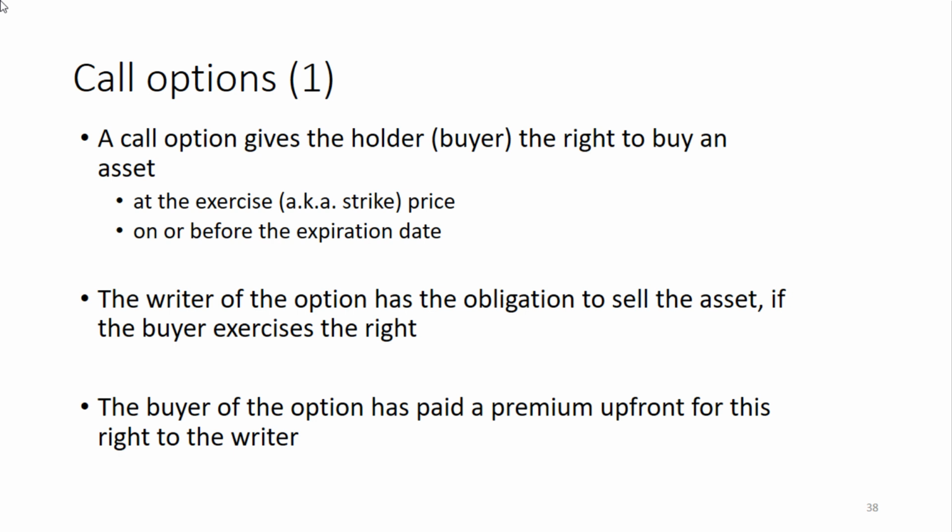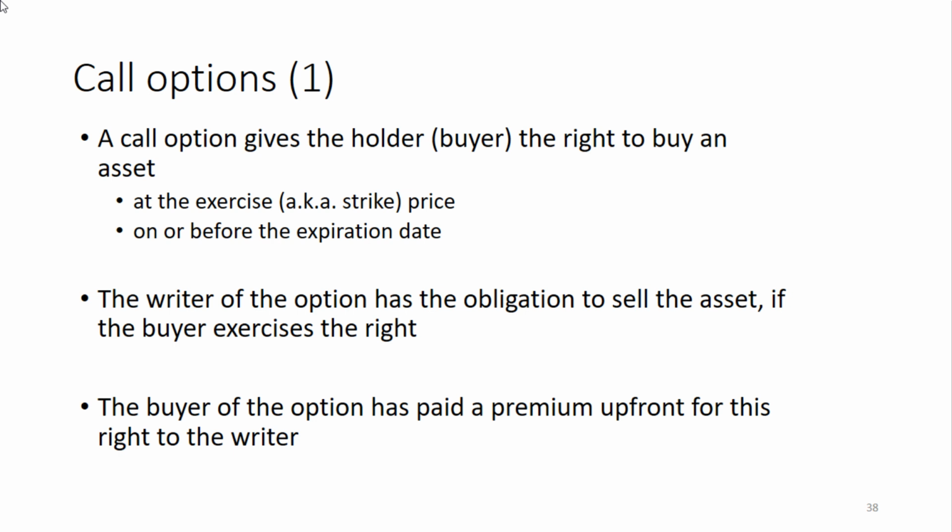It's a right, it's not an obligation, so that's an important difference with a futures or a forward contract. The writer of that option contract has the obligation to sell the asset at that later moment in time against that price that it's agreed upon, the strike price or the exercise price.